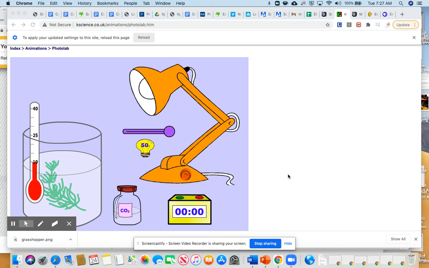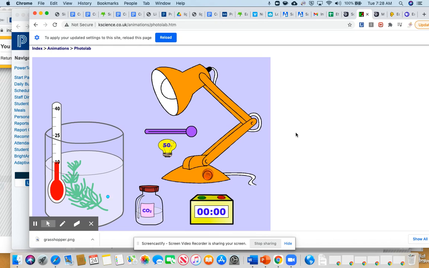For this virtual lab, you will be recording some of the following information and answering 3 questions. Question number 1, how does temperature affect the rate of photosynthesis? Question number 2, how does light intensity affect the rate of photosynthesis? And question number 3 is, how does the amount of CO2 affect the rate of photosynthesis?